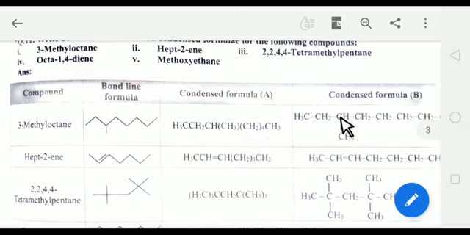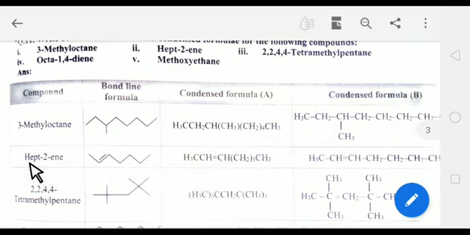Now after this there are 1, 2, 3, 4. Four CH2 are there, so see here, CH2 four times, condensed as 4 CH2 in the bracket, and at the last CH3 is there. So it will become: first CH3, CH2, CH2, then CH, where CH3 is the branch, that's why it is in the bracket, then CH2 four times, and then CH3. So it is nothing but 3-methyloctane.